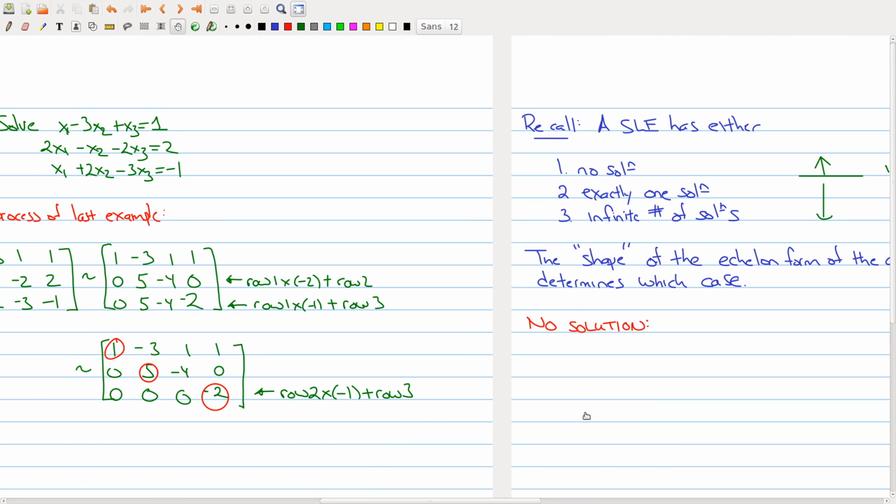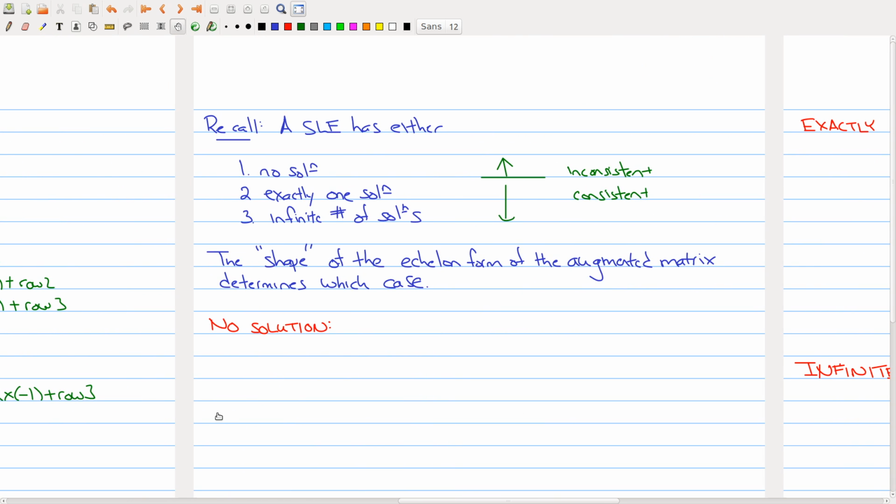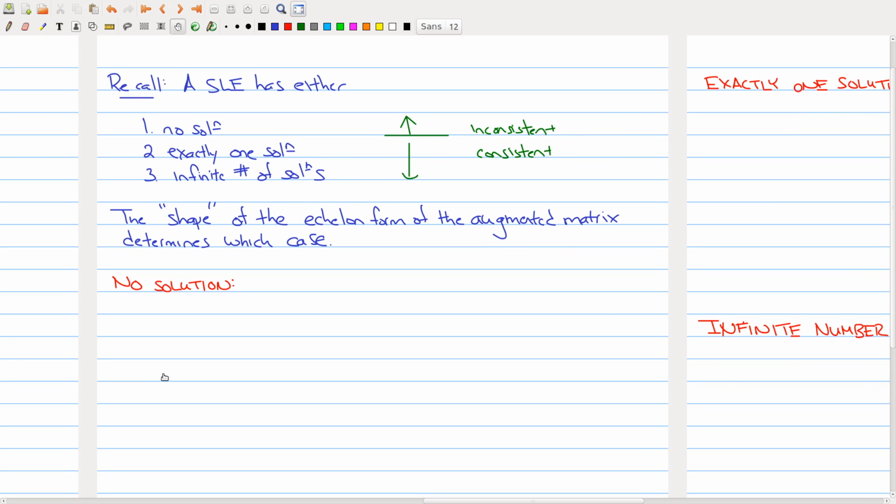So this ties into some of the stuff that we've seen before, because on the first day, I talked about how any system of linear equations will have either no solution, exactly one solution, or an infinite number of solutions. And remember, we use this terminology. We said something is inconsistent if it has no solution, and it is consistent if it has exactly one solution or an infinite number of solutions.